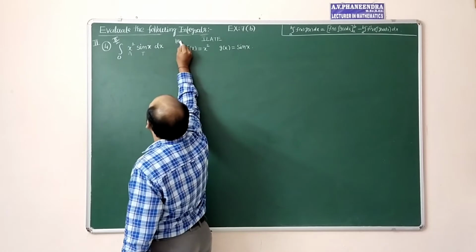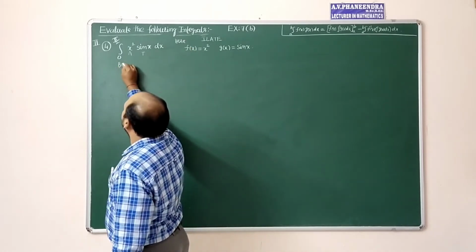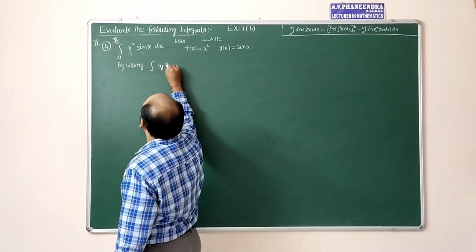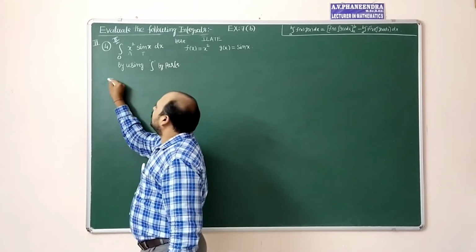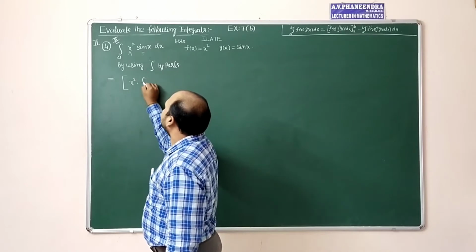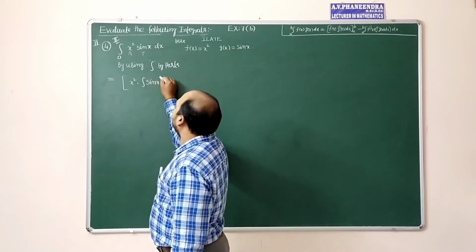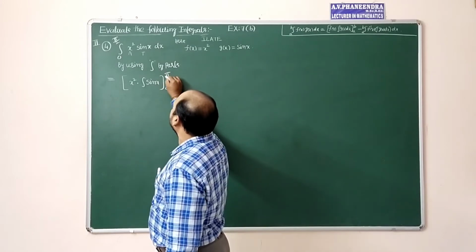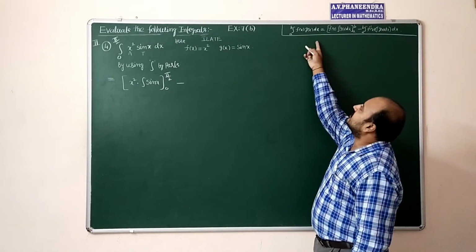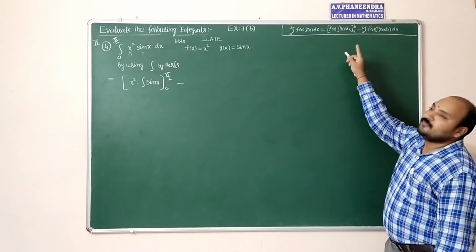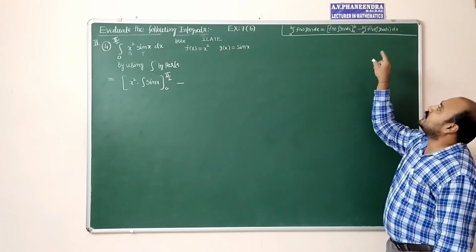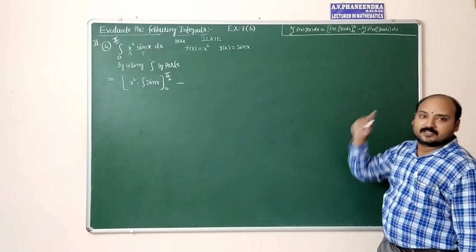Here by using integration by parts, which is equal to f of x into, what is f of x here? X square into integral g of x, integral sin x dx, applying the limits 0 to pi by 2, minus, here I already wrote the formula, integral a to b f of x into g of x into dx equal to f of x into integral g of x dx, applying the limits a to b, minus integral a to b f dash of x into integral g of x dx whole dx.